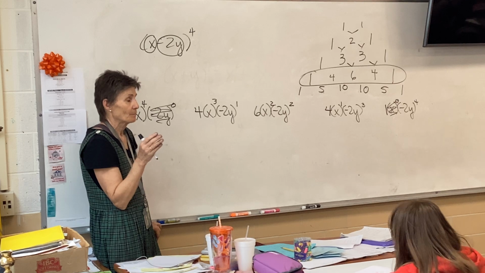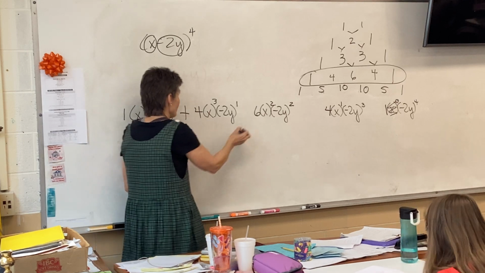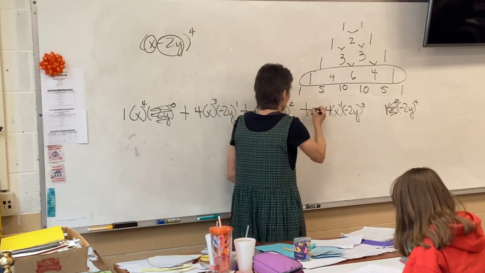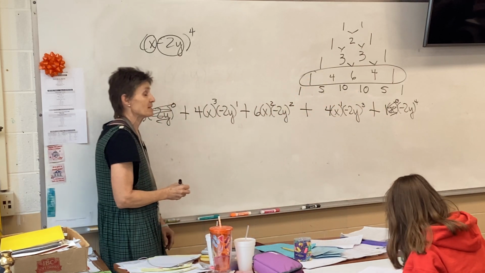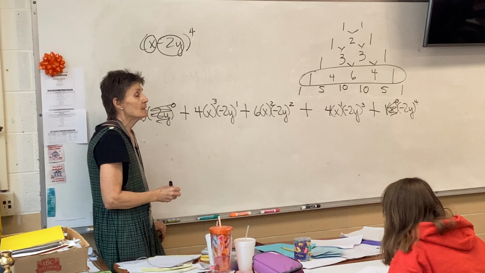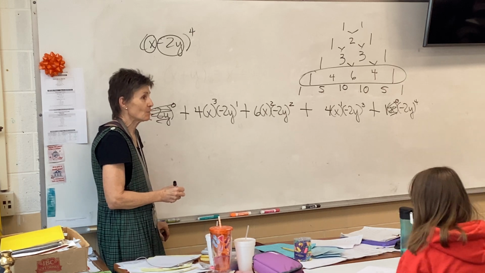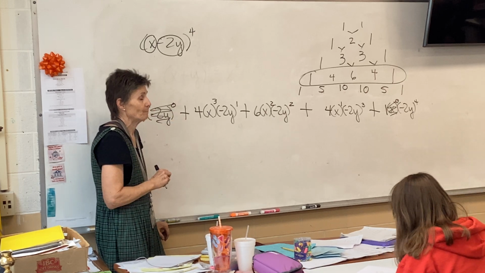Now, put big old plus signs in between each term. Why do we just cross out some? Because it's to the 0 power. And bonus, anything to the 0 power is 1.